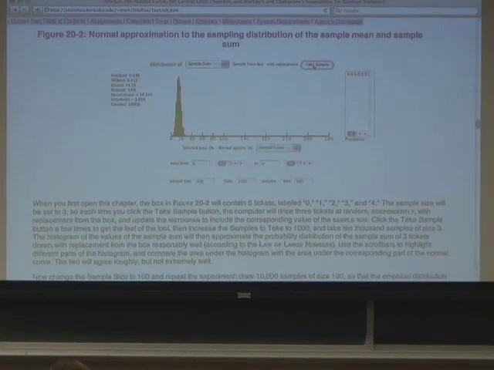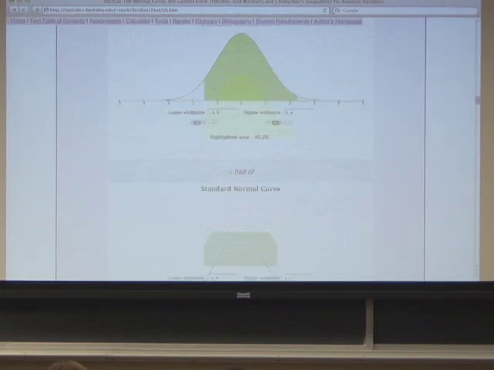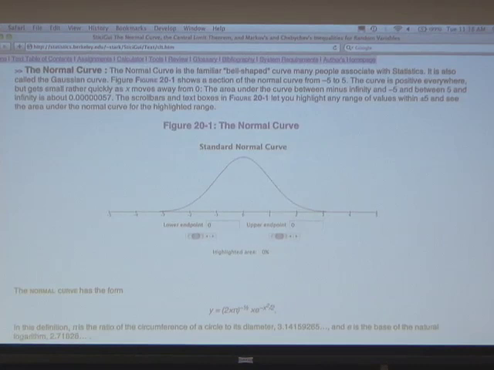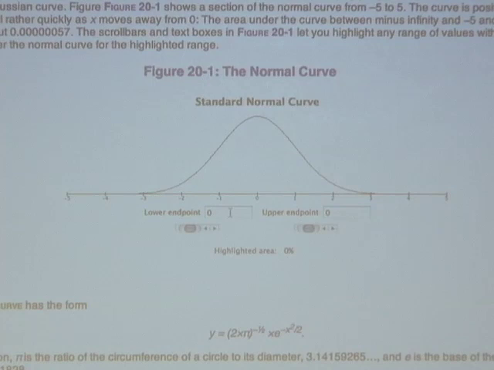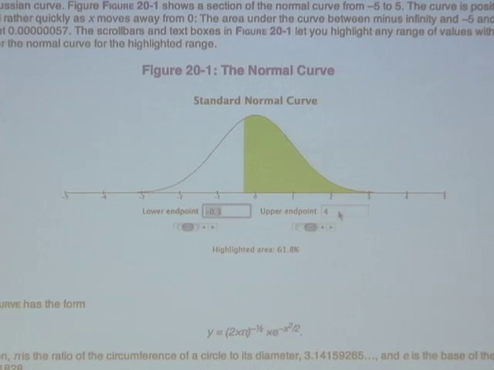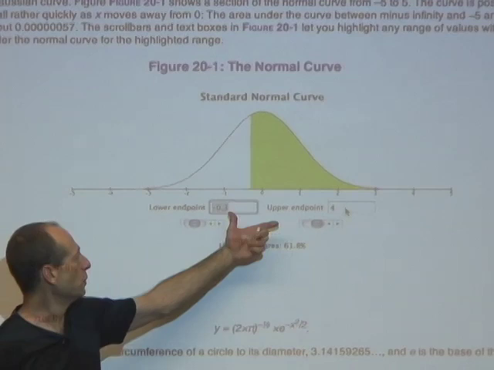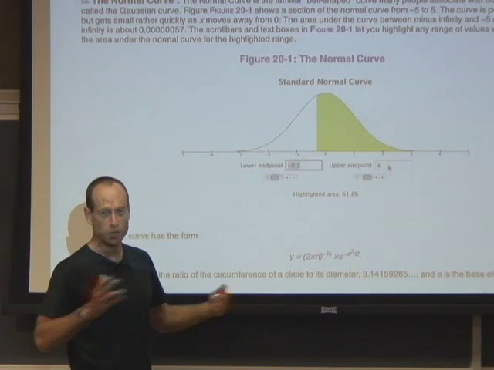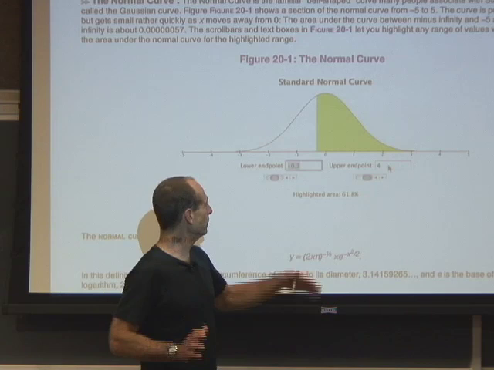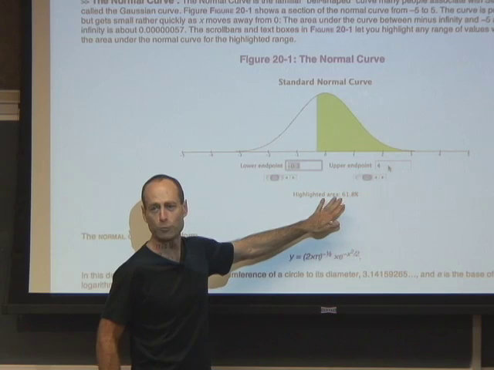Let's first of all look at, okay, so here is the standard normal curve. And this applet lets us highlight a range of values. So if we wanted to know the area under the normal curve between minus 0.3 and plus 4, we could just do that and read off the area. It's approximately 61.8%. Okay. So if we were looking at the distribution of the sample sum of a bunch of draws from a box of numbers, and we wanted to know what's the chance that the sample sum is between minus 0.3 and 4 after you convert to standard units, that probability would be approximately 61.8%.